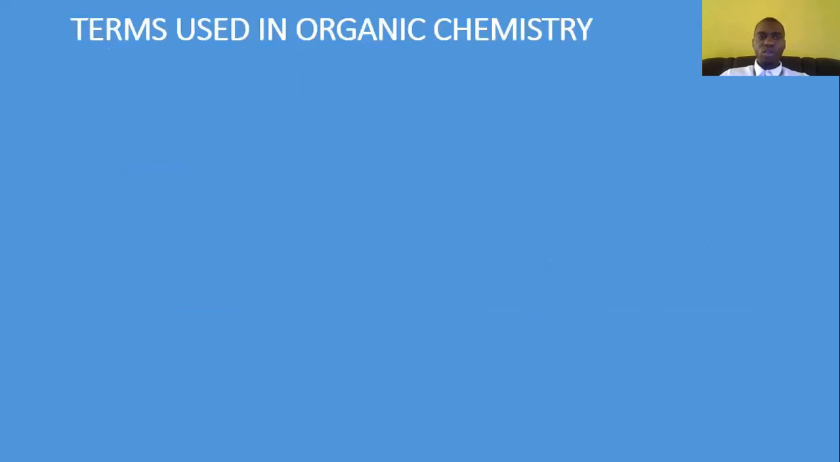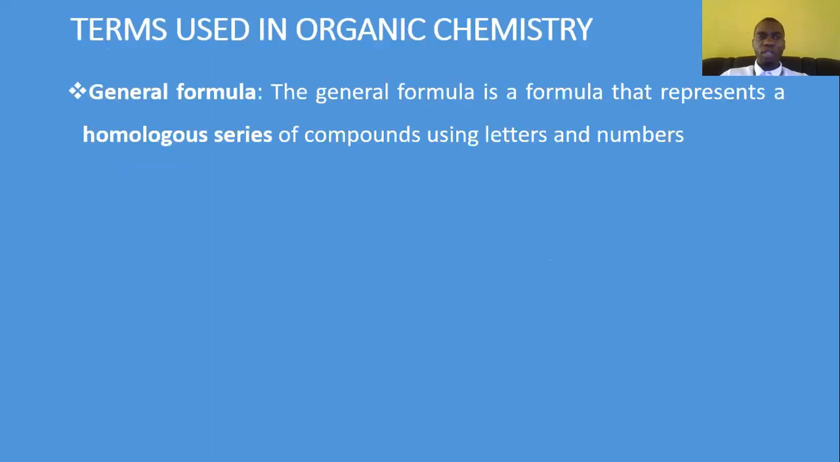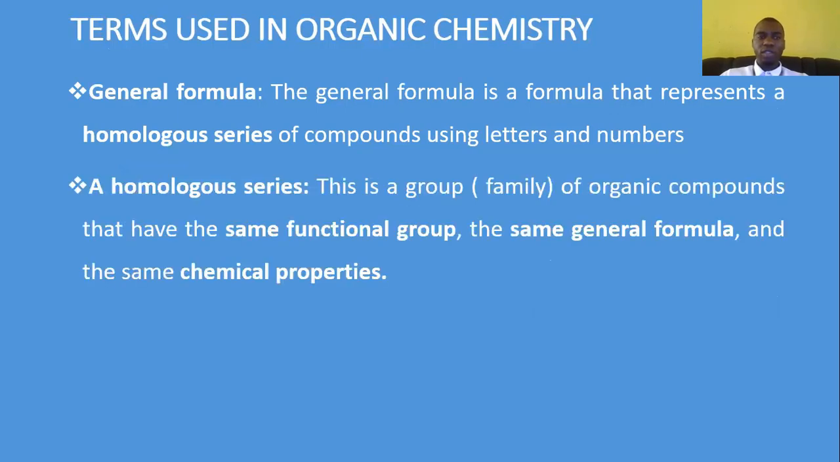Let's have a look at the terms used in organic chemistry. Number one, we have the general formula. The general formula is a formula that represents a homologous series of compounds using letters and numbers. A homologous series is a group or family of organic compounds that have the same functional group, the same formula, and the same chemical properties.